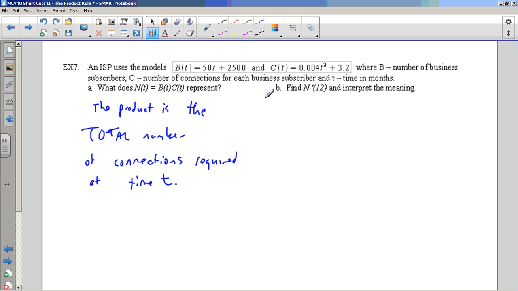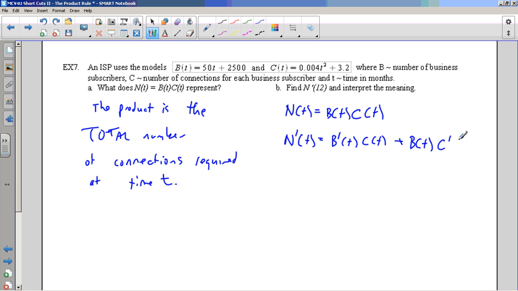Notice that for this one, we could by all means multiply this out. It's not so bad, but the reason why this is such a good example is because it shows that the product rule makes a little bit of sense, and I want to show you that. So N at t is just B of t times C of t, the number of connections. And so the derivative is then derivative of the first, write down the second, plus write down the first one, derivative of the second one.